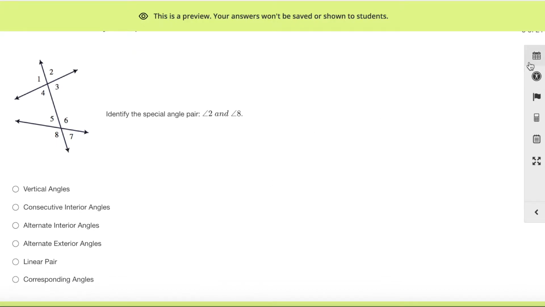Angle 2 and angle 8. Angle 2 up here, angle 8. They are on opposite sides of this transversal coming down there, and both exterior, so they are going to be alternate exterior angles.